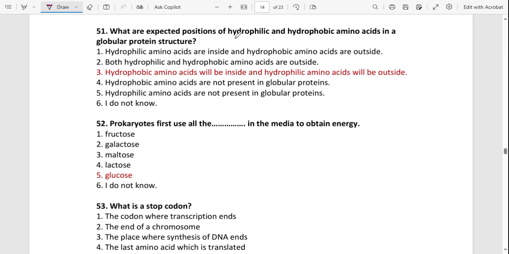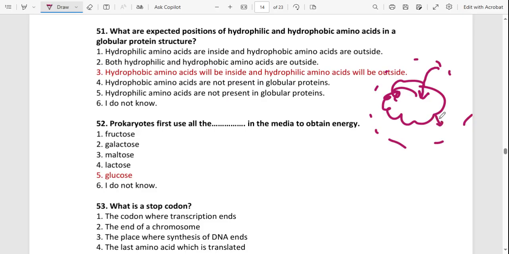What are the expected positions of hydrophilic and hydrophobic amino acids in a globular protein? So when you have a globular protein, as I told you, a structure that is like this because it has folded, what you expect is that the hydrophobic ones should be hiding inside because you don't want them to interact with water. Water is on the outside. So the hydrophilic end should be outside. So hydrophobic amino acids will be inside and hydrophilic will be outside.